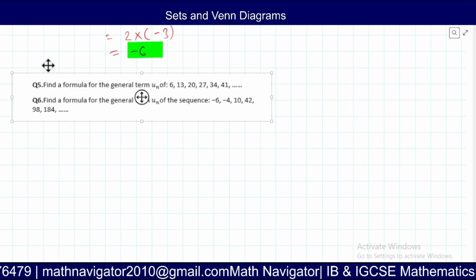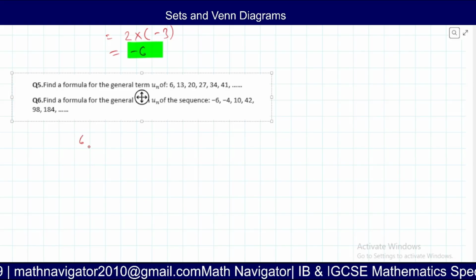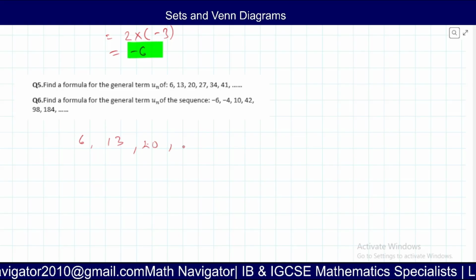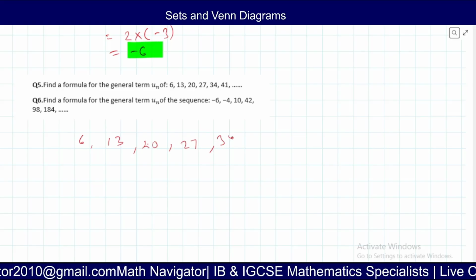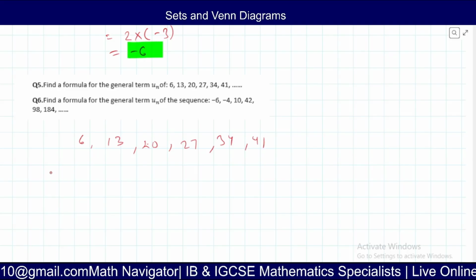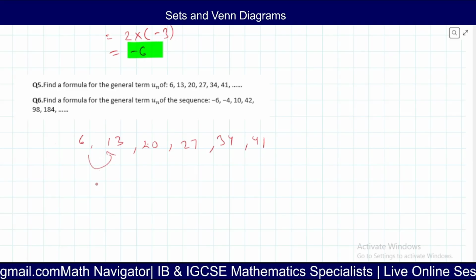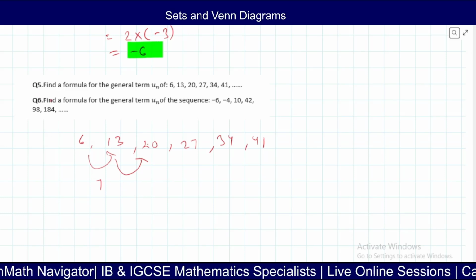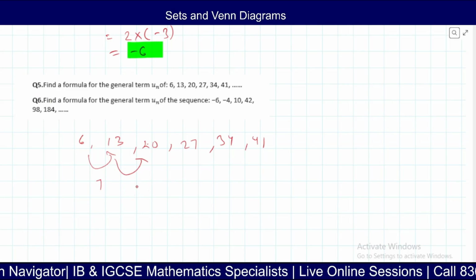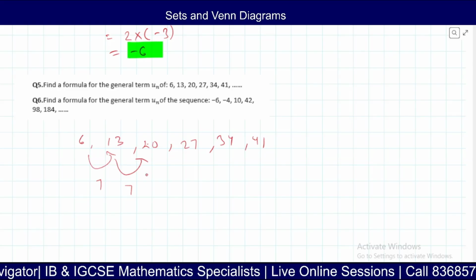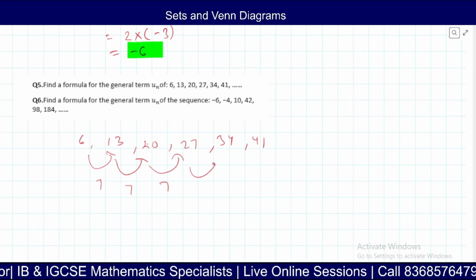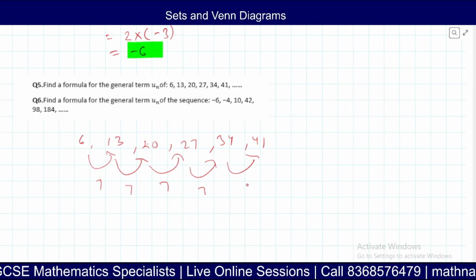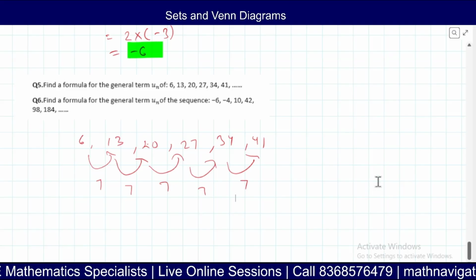So let's say 6, 13, 20, 27, 34, 41. So this becomes 6. This becomes, sorry, 7, 7, 7, 7, 7. Perfect. So my first difference is matching, right?